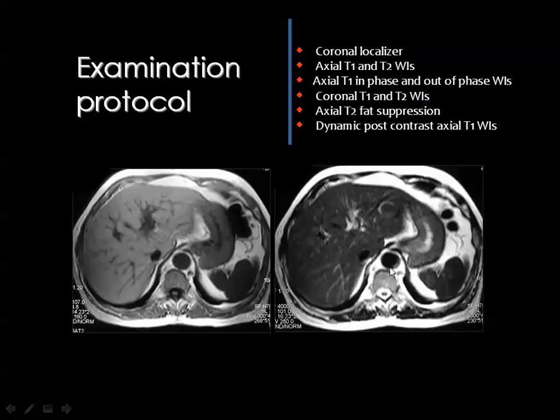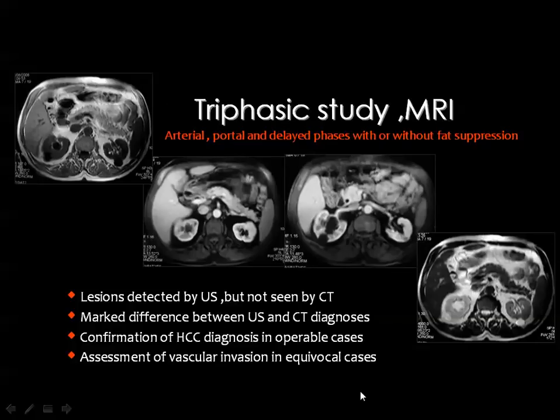Here you see the aorta, and you can see also the IVC, and this is the stomach, and these are the bowel loops. And this is the triphasic study, the pre-contrast T1 weighted images, the arterial phase, the portal phase, and this is the T2 weighted image.